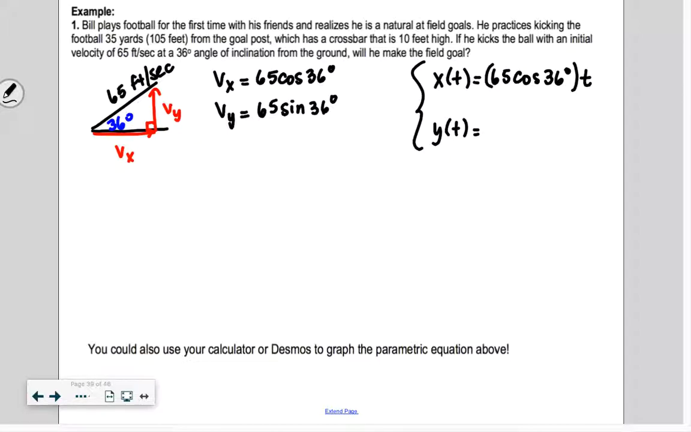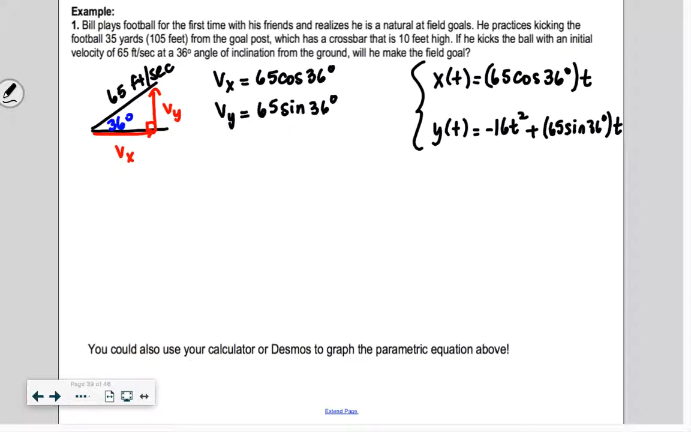All right, well, what happens with the y of t? Well, we have gravity pulling it down, right? So we're going to have our 1/2 gravity. Are we in feet or meters? We're in feet, so we're going to do the negative 16 t squared, right? That's half of the negative 32. Plus, we would gain 65 times sine of 36 if it wasn't for the gravity pulling it down, times t. And it's on the height of the ground, so it's plus 0, right? So those are our two equations.